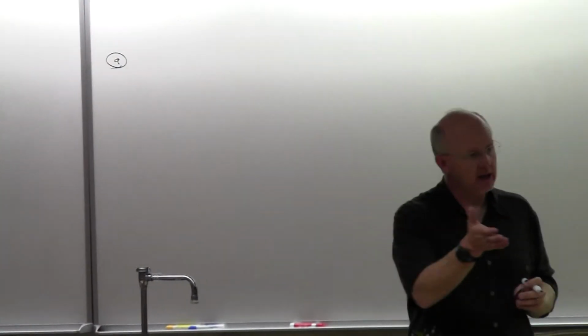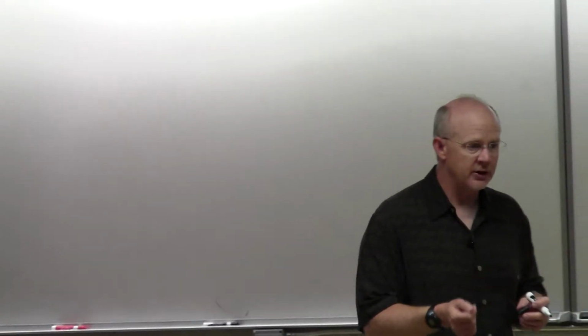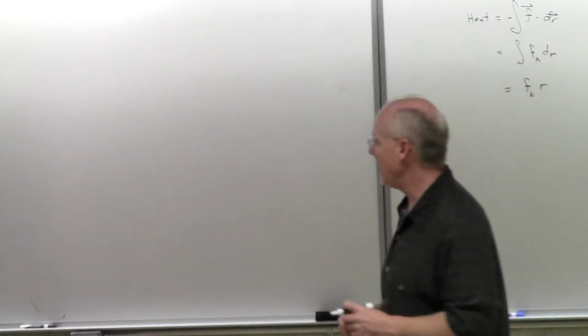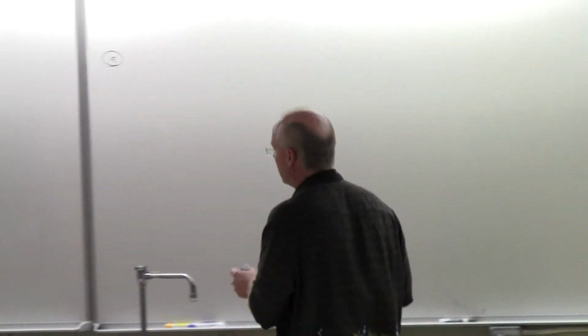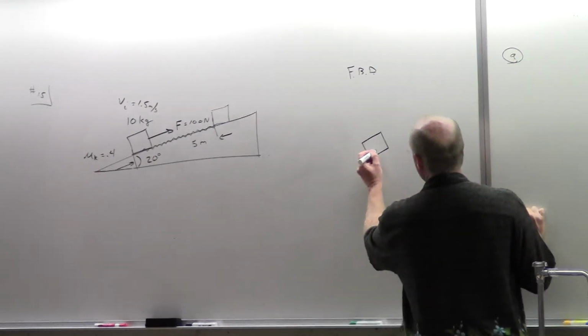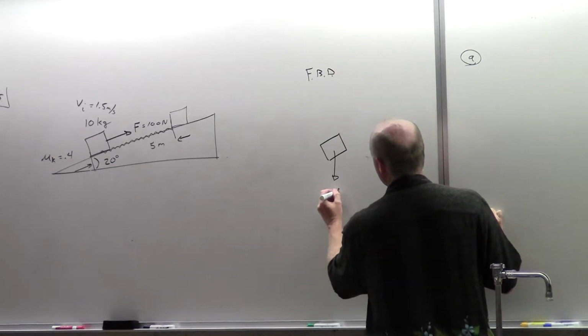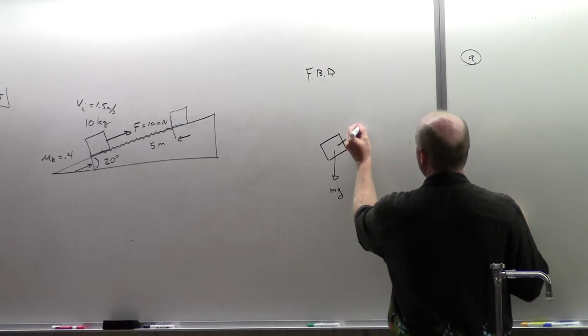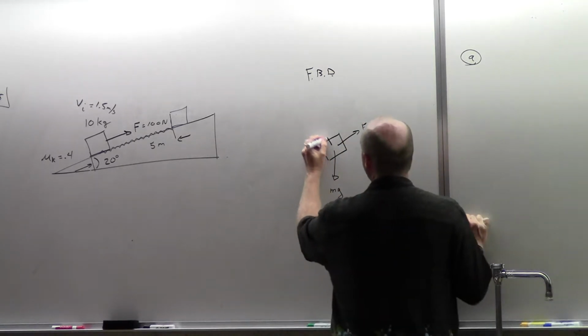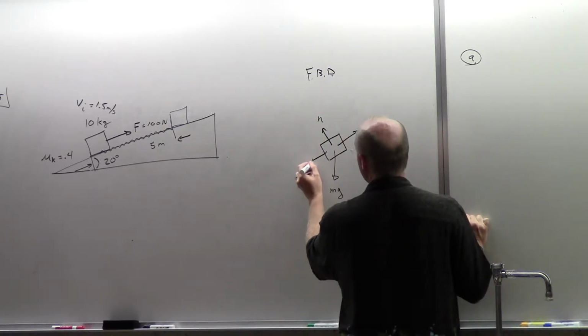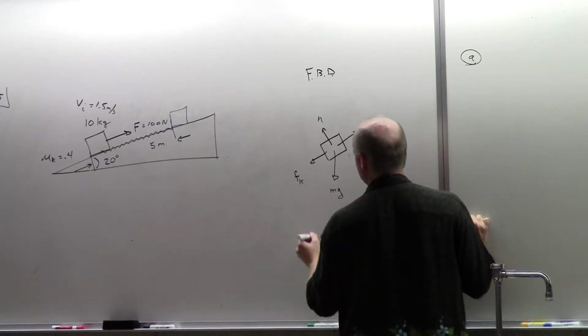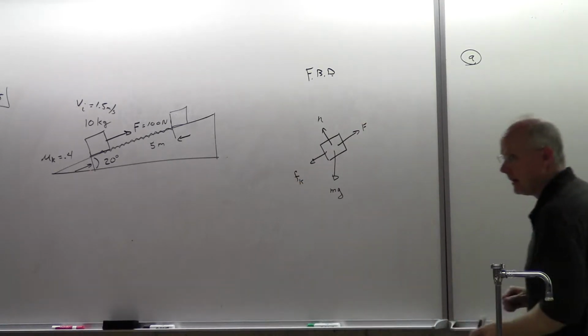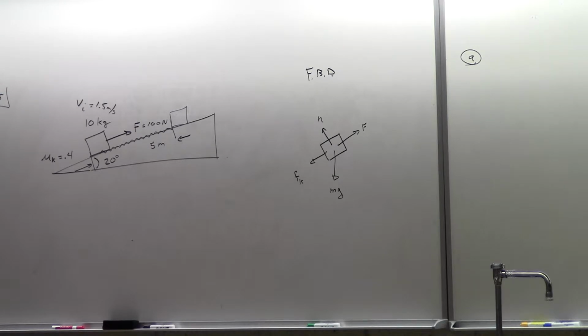Friction means I'm going to need the normal force. The normal force is coming back to that free body diagram. But looking at my free body diagram, I guess I would put an mg straight down. I would put a force up the incline. I would put a normal force, and then I would put a force of kinetic friction down the incline.